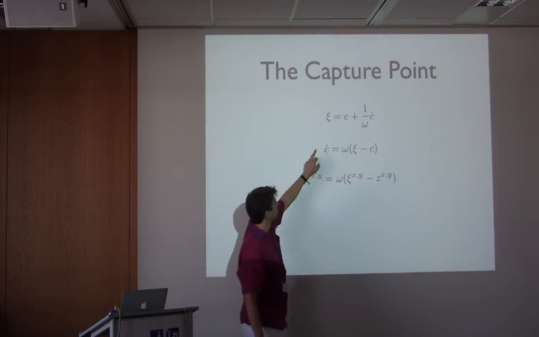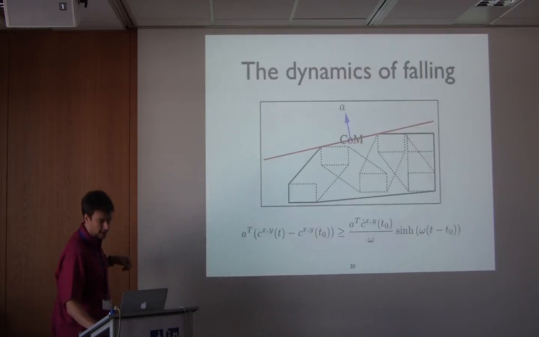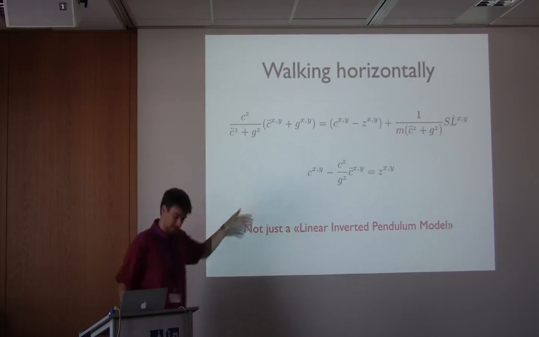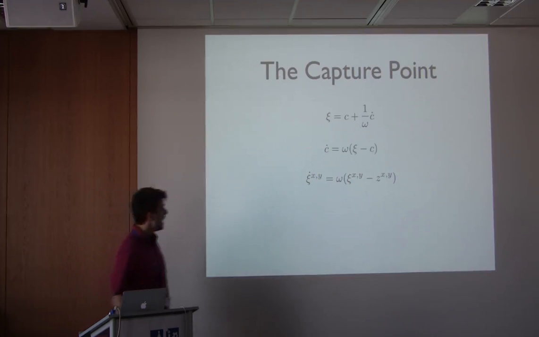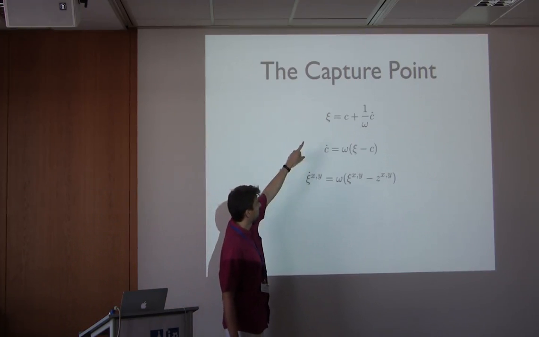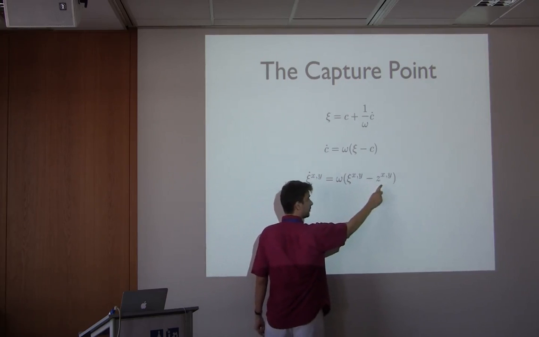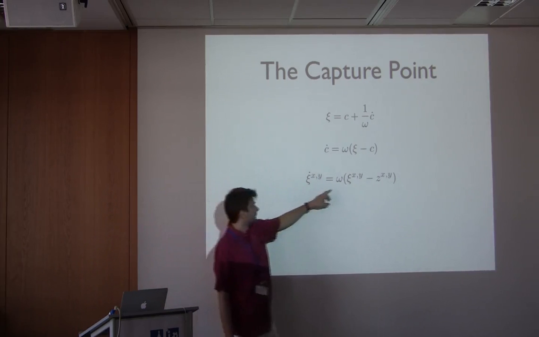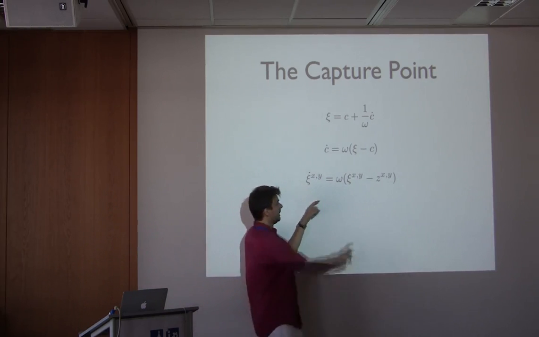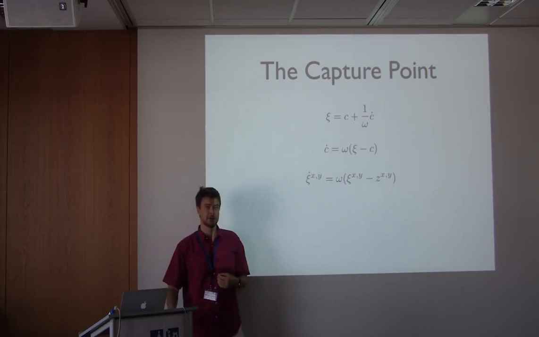And then if you introduce this change of variable in the linear dynamics that we have here, you can rewrite things very, very simply in a few minutes, and you end up with this dynamics of the capture point. So the speed of the capture point is proportional to the position of the capture point with respect to the center of pressure. Okay? But here it's a diverging speed. So here, xi is moving away from z. The capture point is moving away from the center of pressure.